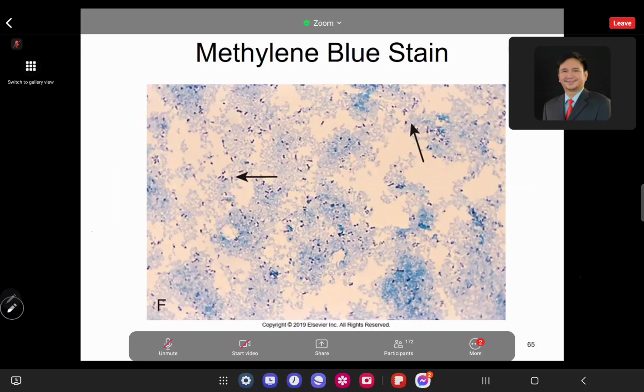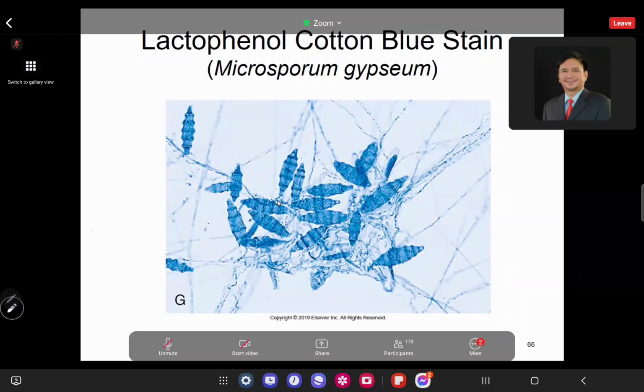All right. You can try to look at the granules pointed. This is in Corynebacterium diphtheriae. Look at the granule being pointed. This one is your lactophenol cotton blue, staining your Microsporum gypseum. Again, your lactophenol cotton blue will bind with your chitin in fungal cell walls. So it would show you your hyphae as well as your spores.